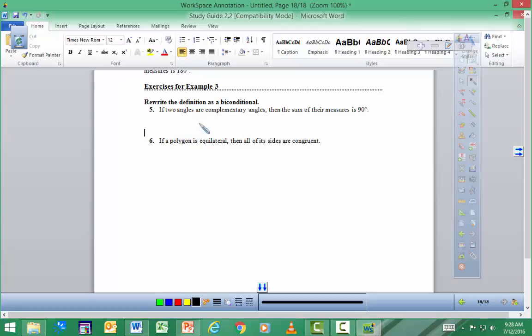Here's how it works. We need to have the if and only if part. If and only if. So here's how it works. Normally when you write an if-then statement, the if part comes first and then the then part. When you're doing a biconditional, here's how it works. Okay, so I'll try to do this here. We start out with just two angles. Two angles are complementary.